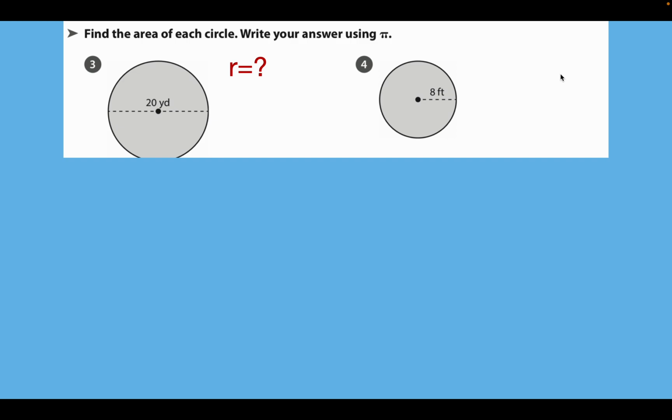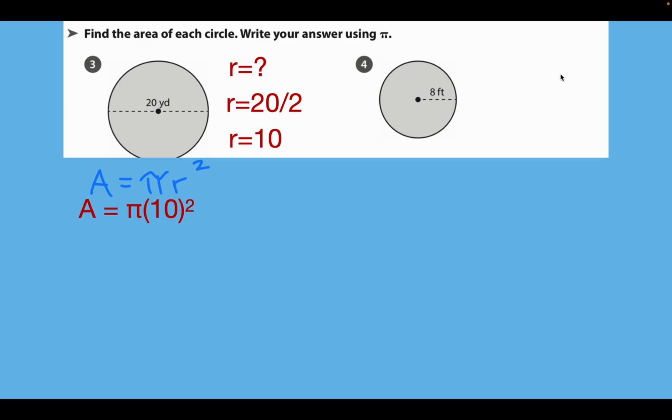So we need to know our radius. It gives us our diameter, so we have to find our radius. So we divide. 20 divided by 2. So my radius is 10. Now I take 10 and I plug it into the formula. Apple pies are 2. Area equals pi times radius squared. We plug in 10 for the radius, and then we follow our order of operations.